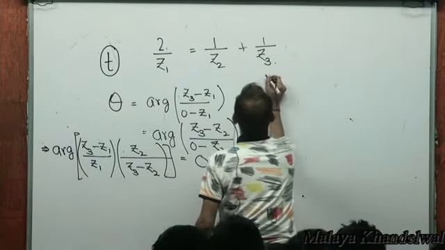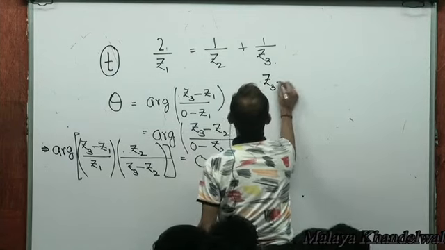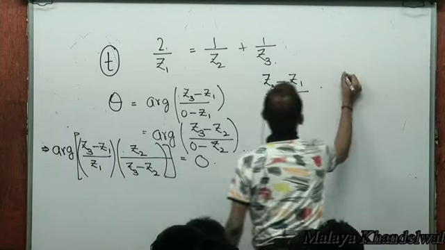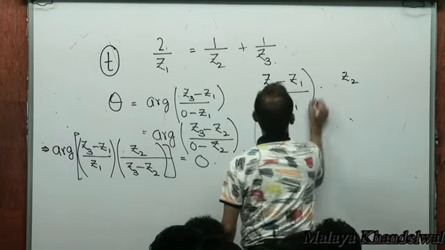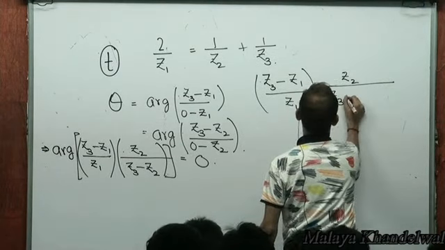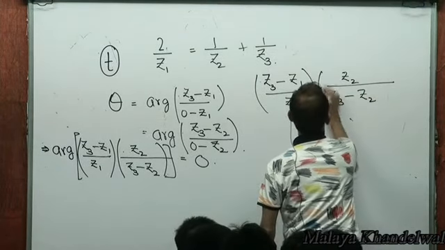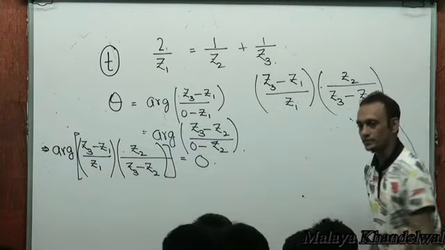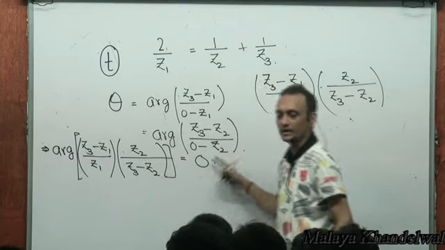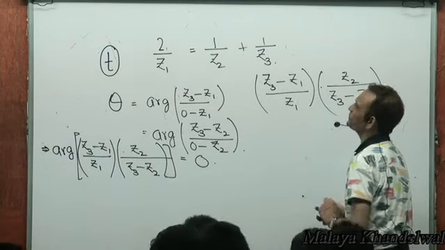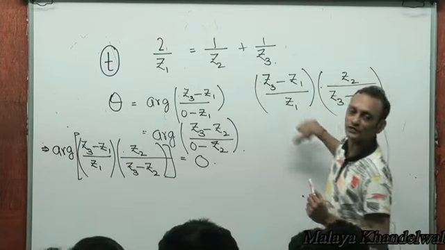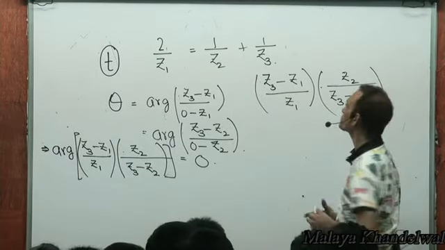That means (Z3 minus Z1) divided by Z1, into Z2 divided by (Z3 minus Z2). We want to show that this is real. Let's check this, because if this turns out to be real, then the argument of this will be 0. What's the algebra that we need to take care of? We have to use this to show that this is a real number, right?